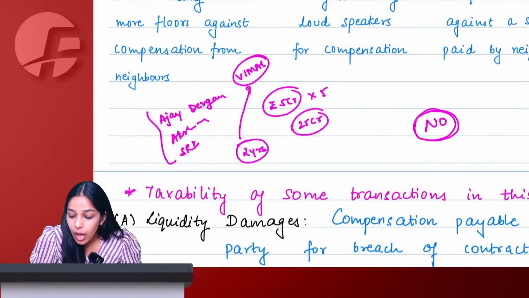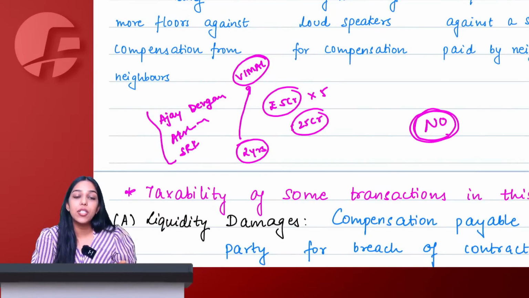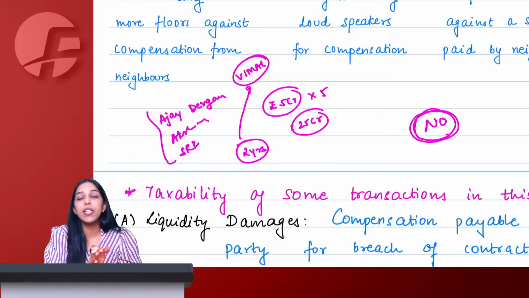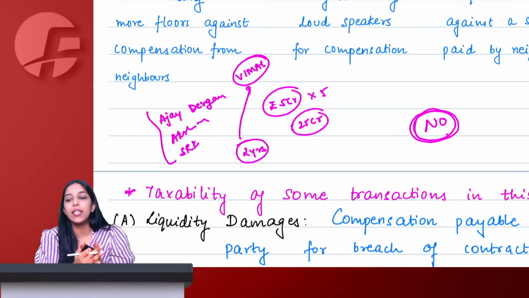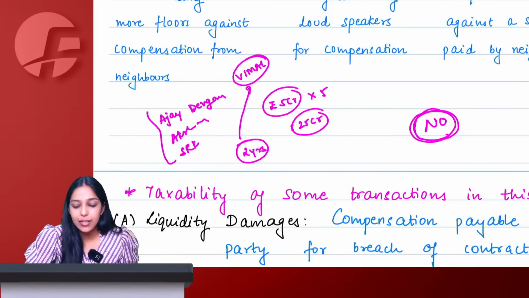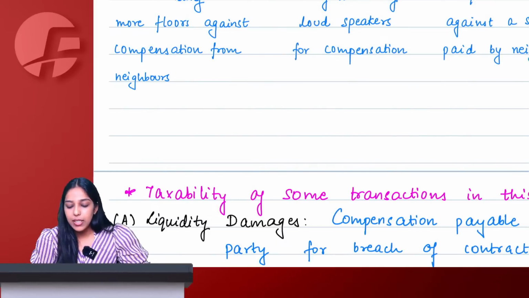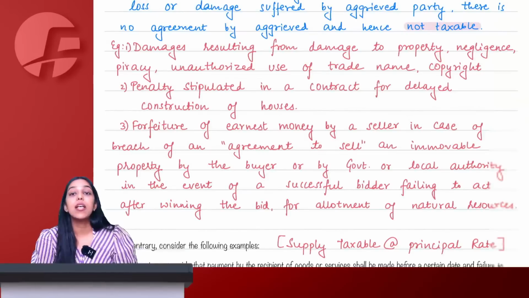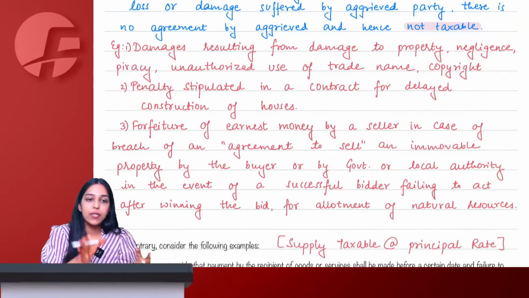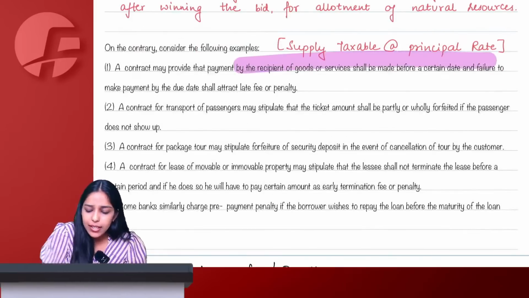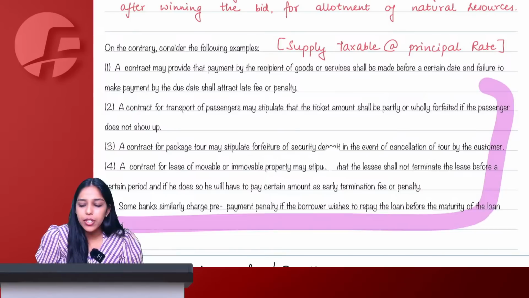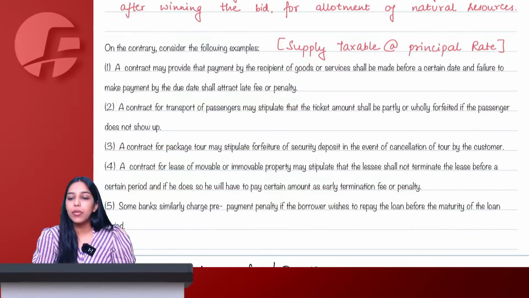The answer is no, because it is purely liquidated damages. Because of Akshay leaving the contract in the middle of the tenure, Vimal is going to incur losses. Vimal is going to suffer some injuries, and to compensate these injuries, Akshay is paying, and therefore this is not going to be taxable under GST. So we are saying these are some of the examples where there is a breach of contract and the person is paying the amount, and it is not taxable under GST. But these things normally are in the very ordinary course of business and they become taxable at the principal rate.